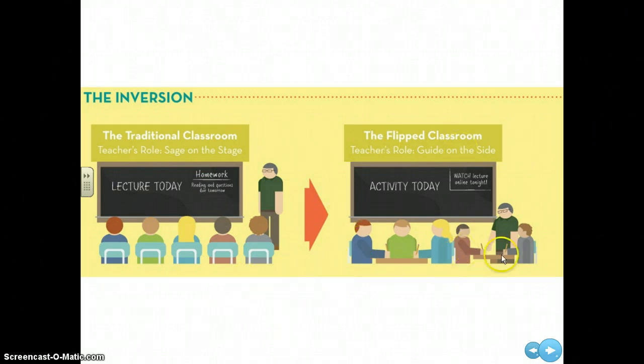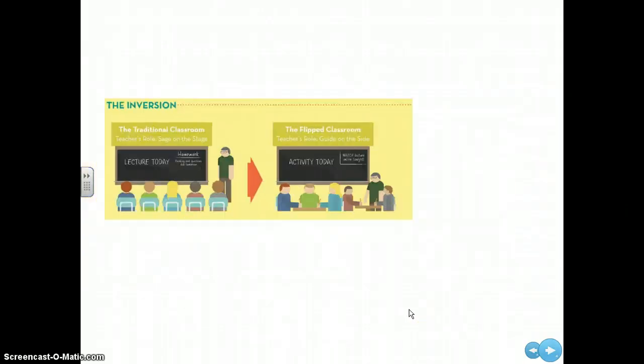The flipped classroom basically looks like this: it is activity today, watch your lecture at home tonight. And students are collaborating, creating, and the teacher is more of the guide on the side. And so just the difference here between the two classrooms is a pretty good picture to show that.